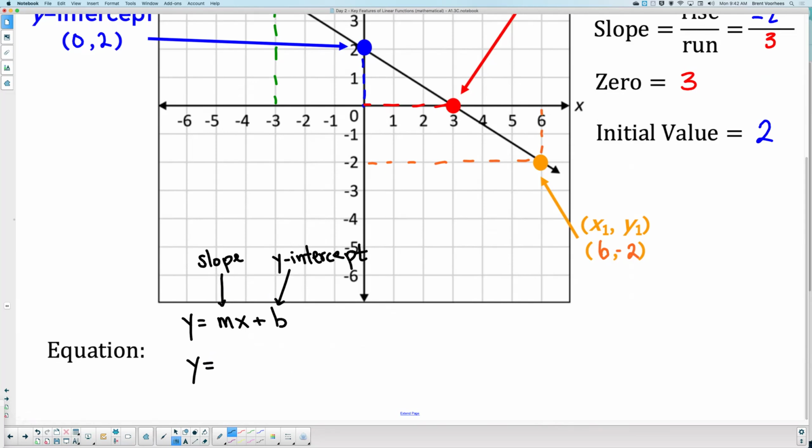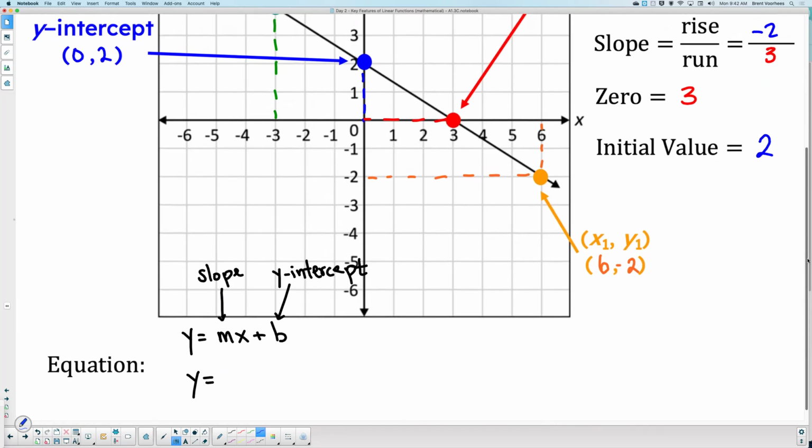So if we were going to write our equation, it would look like this. Y equals, what did you say the slope was? Let me slide up just a little bit. What's our slope? -2 over 3 x plus the y-intercept value, the initial value. What's our initial value? 2. That's how you could write an equation.